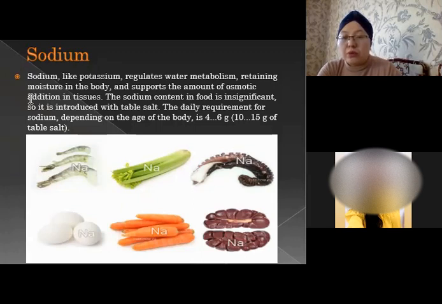And of course, it will be depending on the age. Yeah, so it makes about 4 and 10, 15 gram of the table salt.